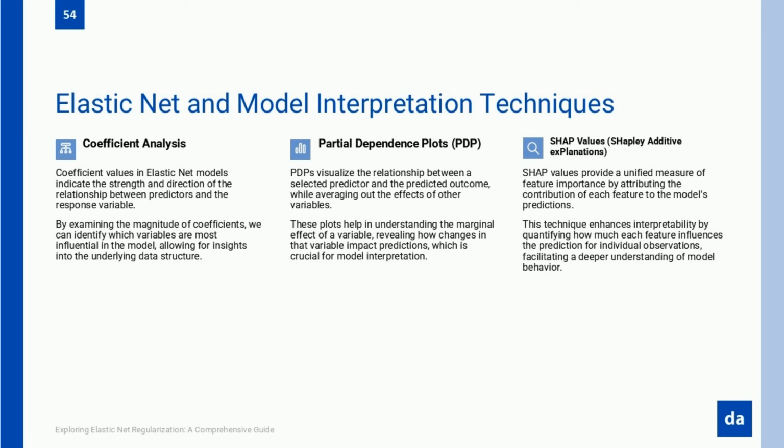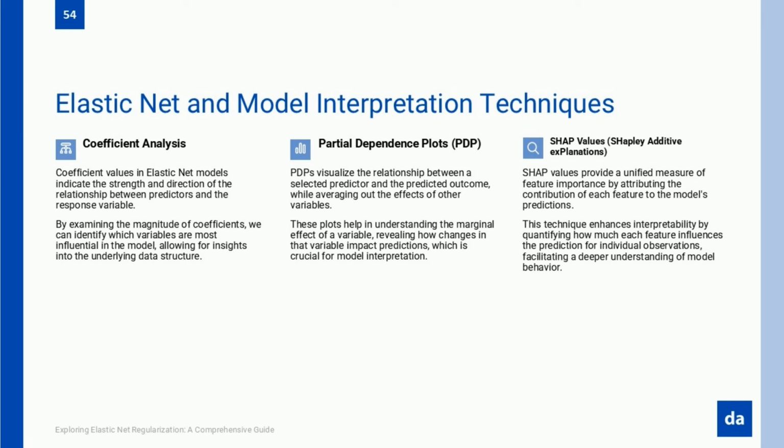A powerful visualization technique for Elastic Net interpretation is regularization paths. These plots show how each feature's coefficient evolves as we change the regularization strength, lambda. If a feature disappears early, it likely has little predictive power, while features that remain stable across different lambda values are strong indicators. Regularization paths help us see which variables are truly important and which ones are just adding noise.